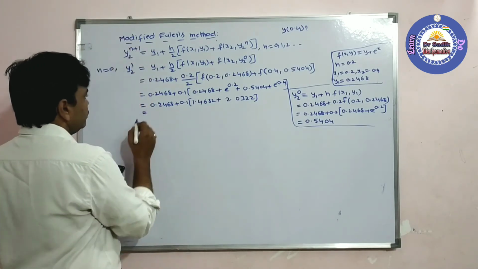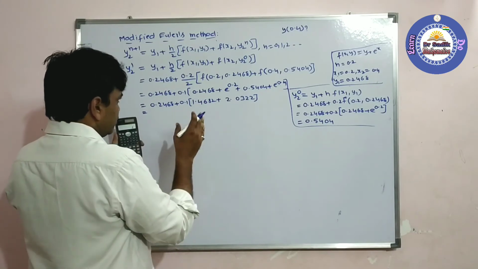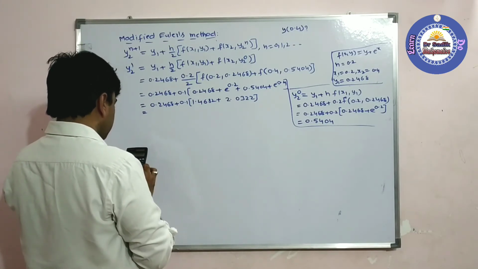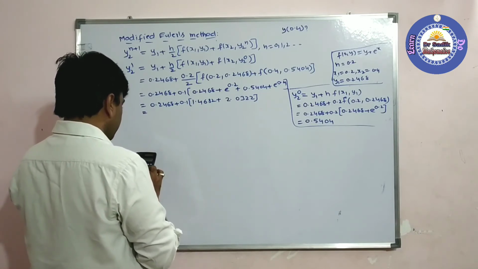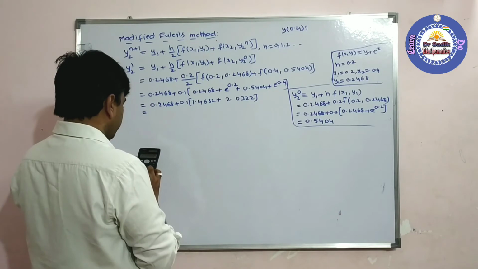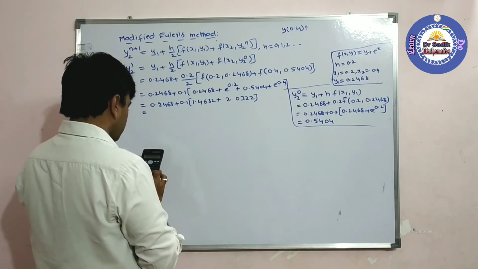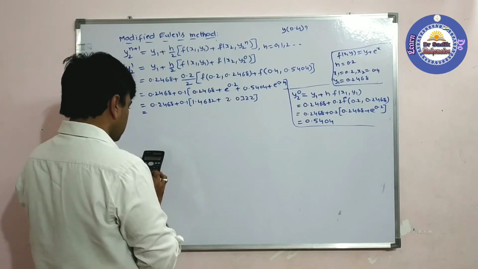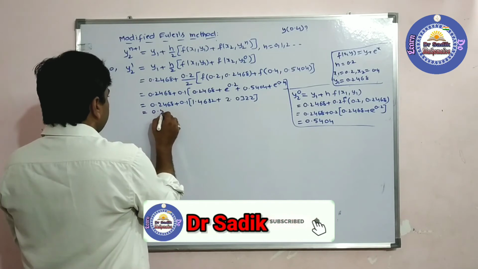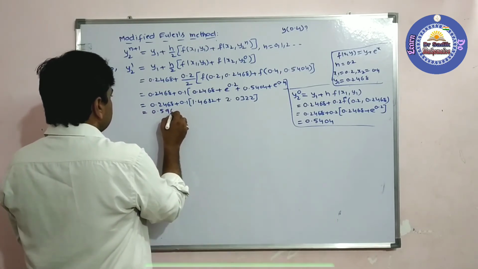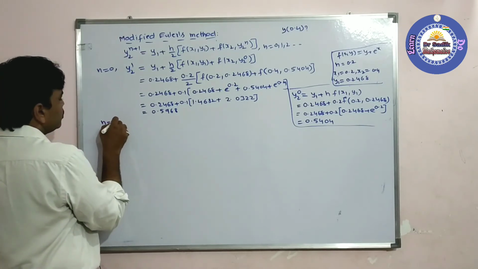That is equal to, this value is fixed up to here, right? You calculate this value at a time. So 0.2468 plus 0.1 bracket 1.4682 plus 2.0322, bracket close, that is equal, we get here 0.5968. Now n is equal to 1.